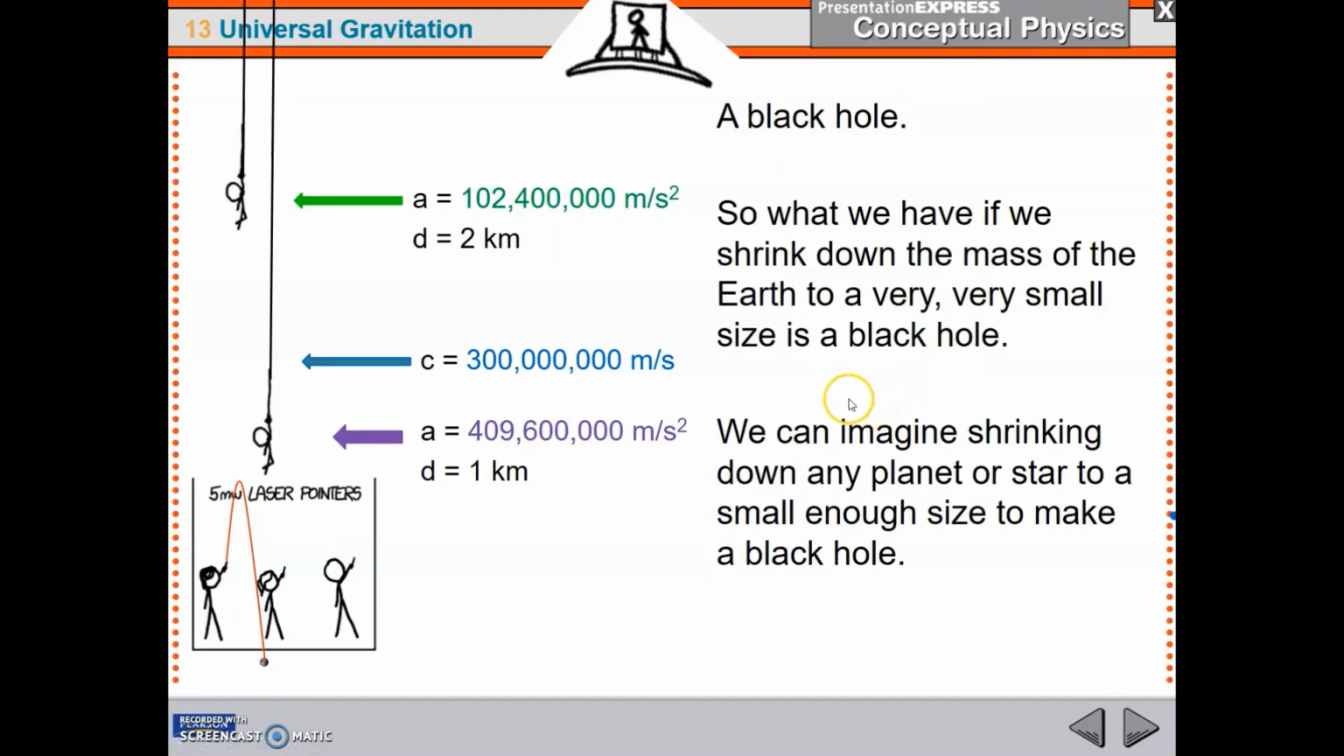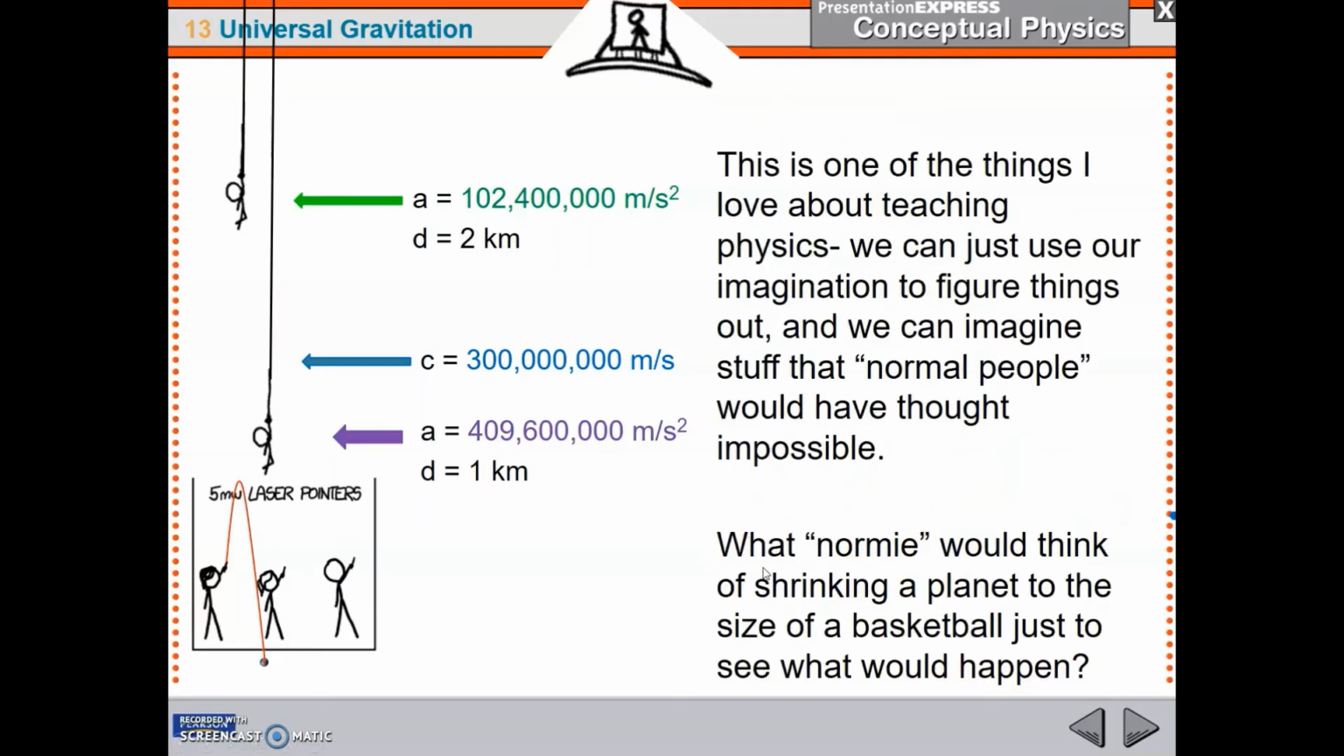We can imagine shrinking down any planet or a star to a small enough size to make a black hole. And this is one of the things I love about teaching physics. We can just use our imagination to figure things out. And we can imagine stuff that normal people would have thought impossible. Because what normie would think of shrinking a planet to the size of a basketball just to see what would happen? And what would happen if you shrank the Earth to the size of a basketball?